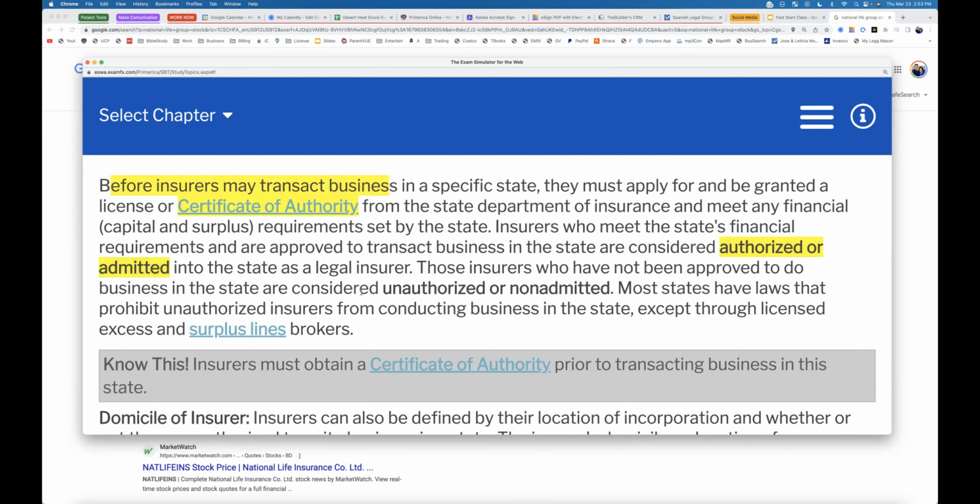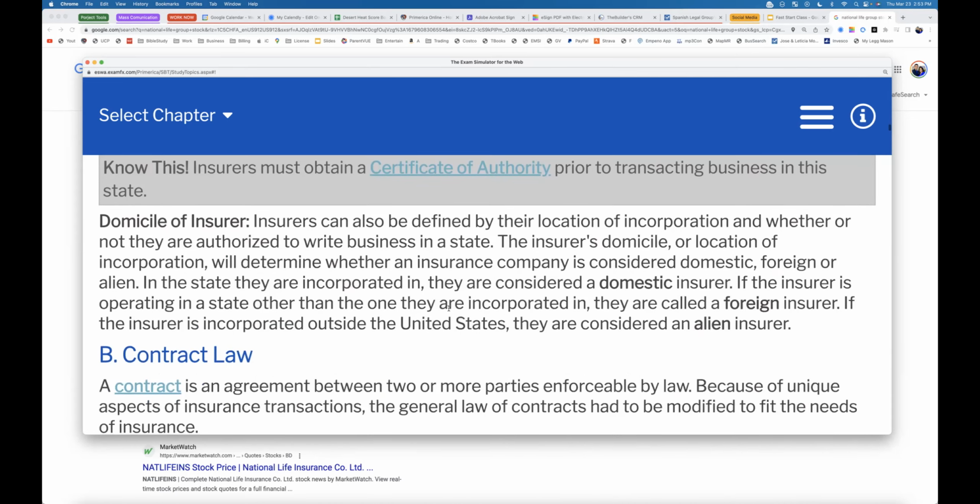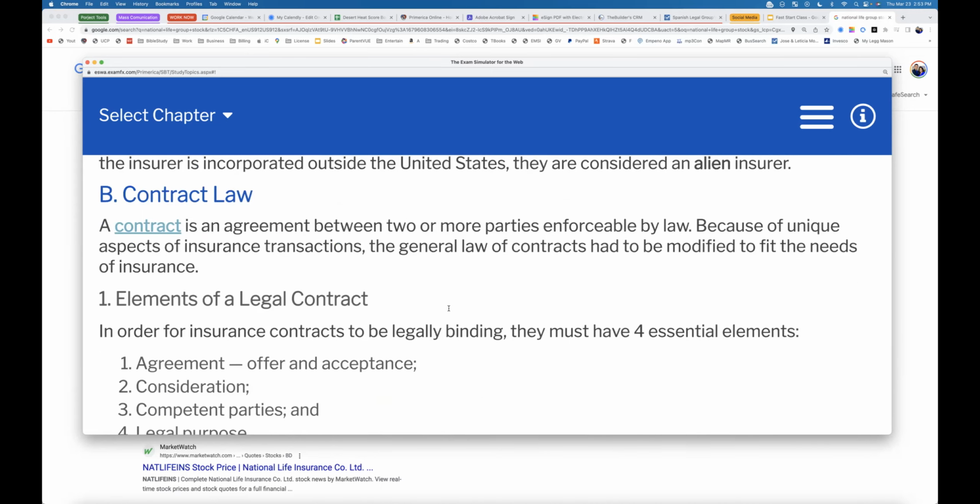As opposed to unauthorized or non-admitted insurers, they can't do business. I have to hand over all the information, then I can start to do the business.